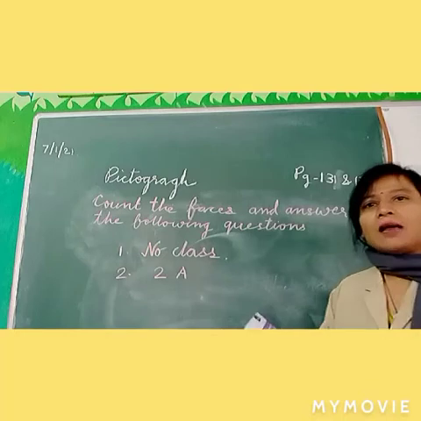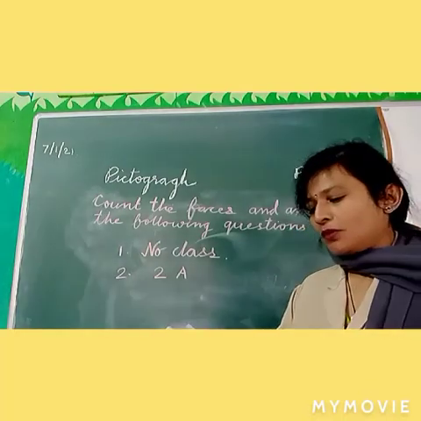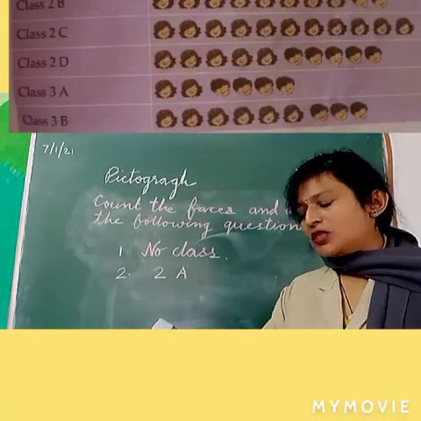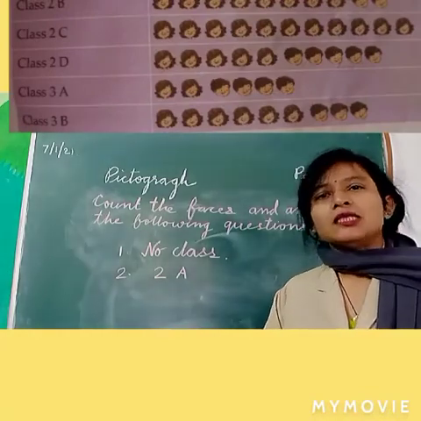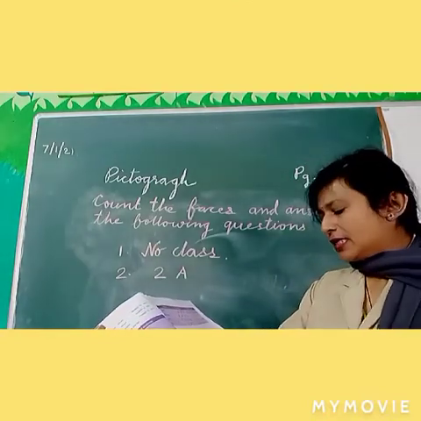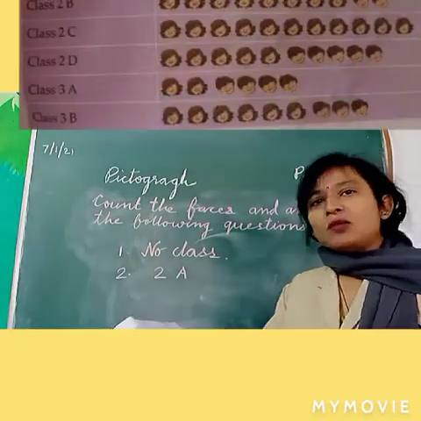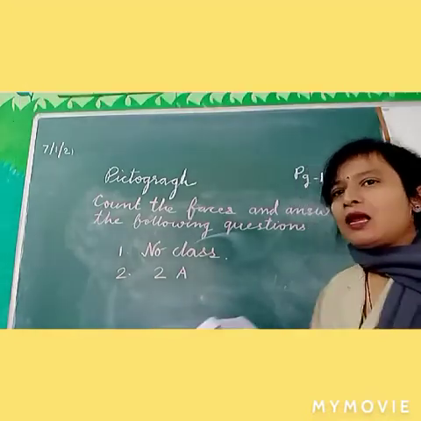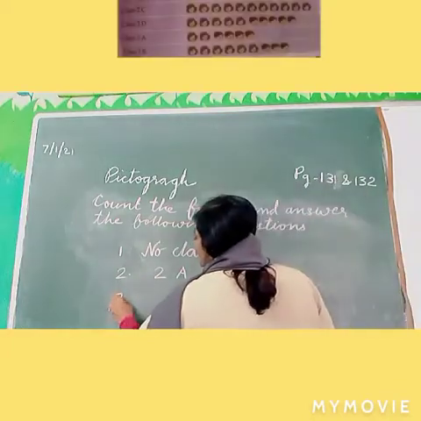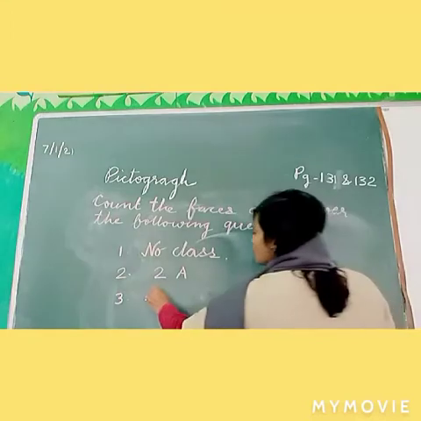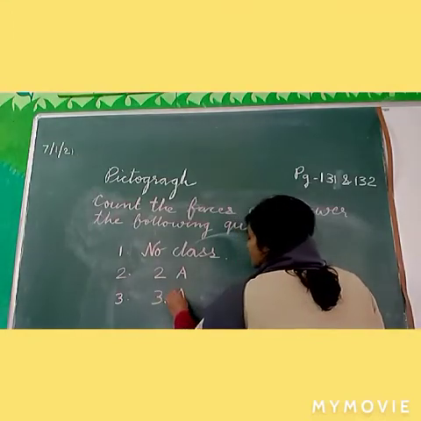Now, let's come to the third question. From which class are the least number of students participating? Least means minimum. Let us see. From the given pictograph, you will find that in third A, minimum students are there. So, for the third question, the answer will be third A.